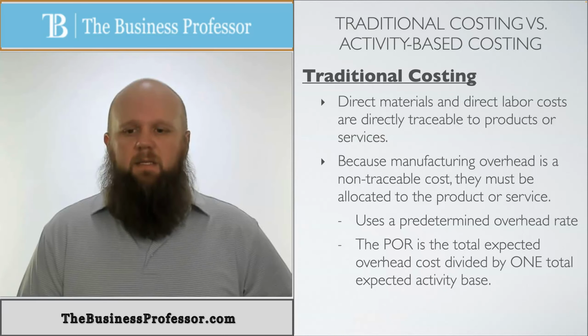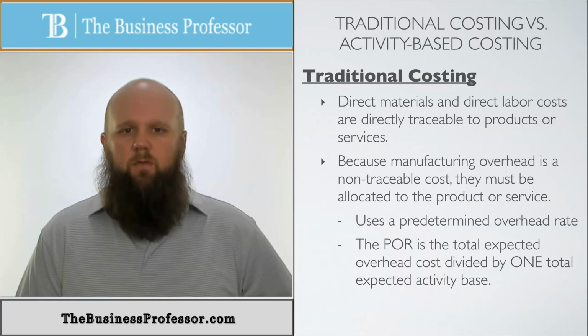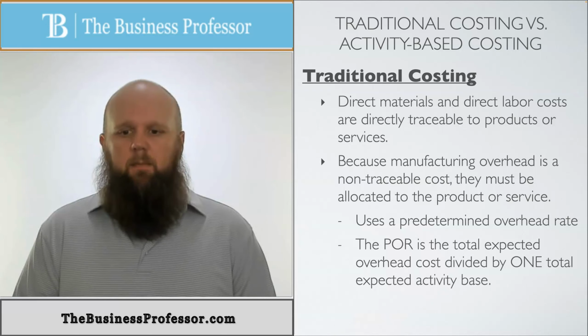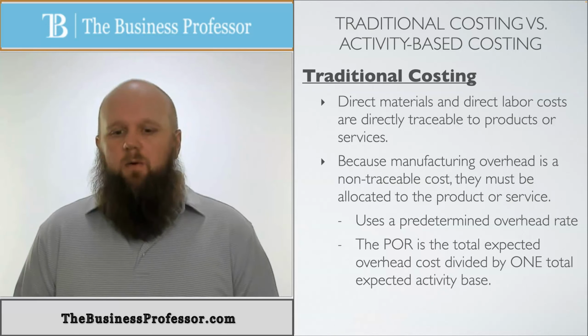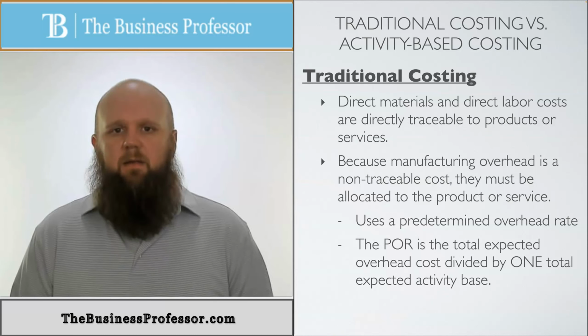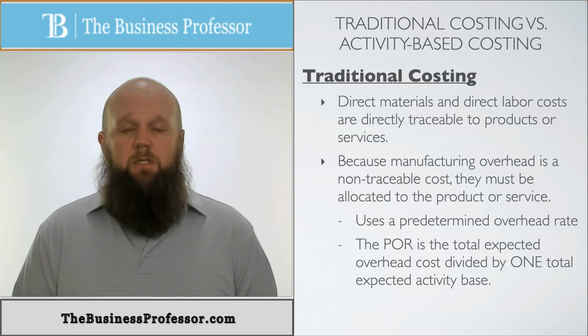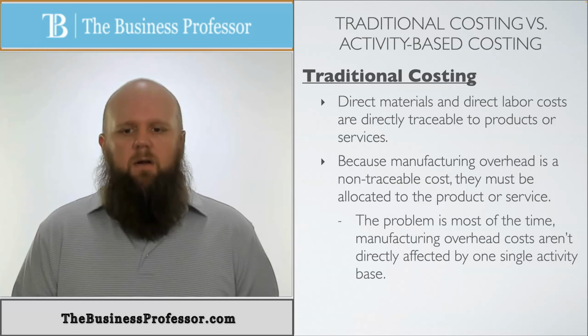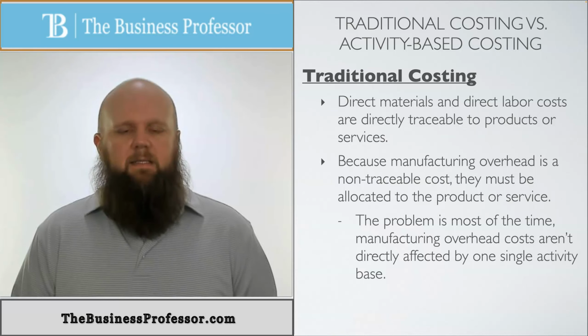And the POR is the total expected overhead. So if we lump all of our overhead costs, or what we think is going to be there, into one lump sum, we're going to divide it by one single total expected activity base. The problem with that is that not all manufacturing overhead is cause and effect of a single activity base. We're just making the assumption that it is. It's easier. Manufacturing overhead costs aren't directly affected by one single activity base. That's the issue.